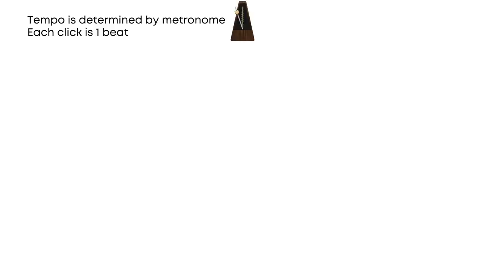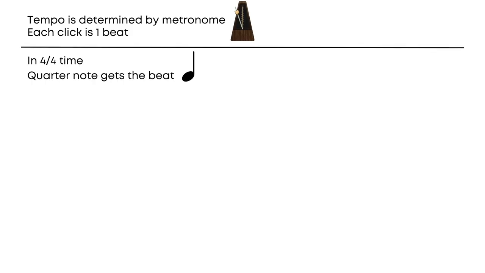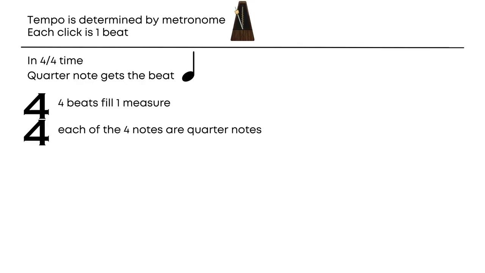Now let's pull everything together that we've talked about so far. Tempo is determined by a metronome. Each click of the metronome is one beat. In 4/4 time, the quarter note gets one beat. The 4 on the top states that 4 beats fill one measure of 4/4. The 4 on the bottom states that each of those 4 beats are quarter notes.